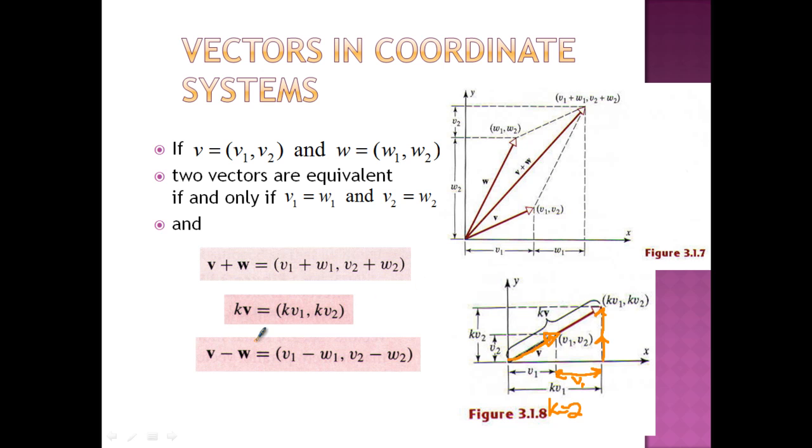And if we're subtracting, same thing as addition. Vector v minus vector w equals v's x component minus w's x component, and v's y component minus w's y component. Now this could be different if we switched it to w minus v, it'd be something completely different. So order of operations is important, like how you write it is important.